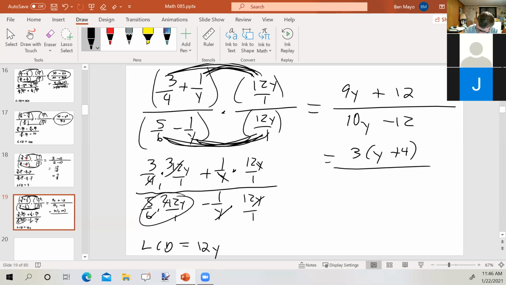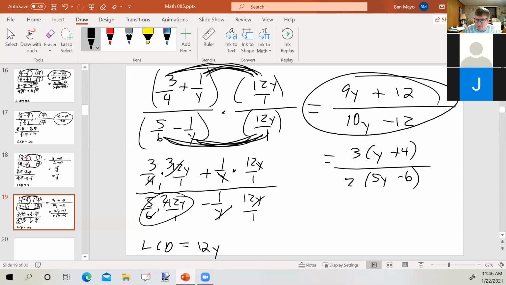In the denominator, I could factor out a 2 and get 5y minus 6, but that doesn't really do anything for me, but I had to at least see if there was a common factor I could reduce out. So there's the final answer there, okay?